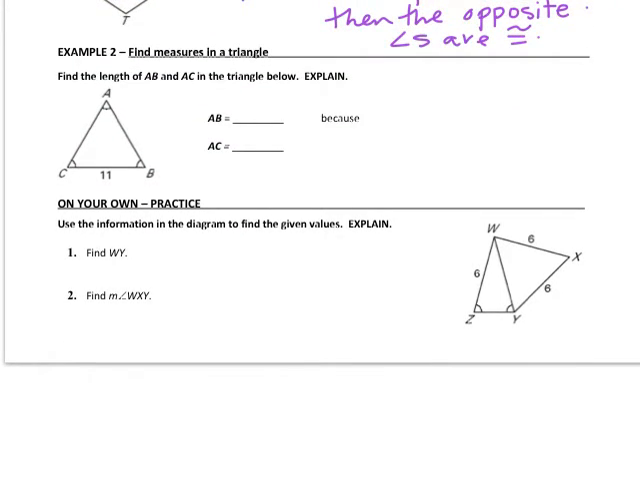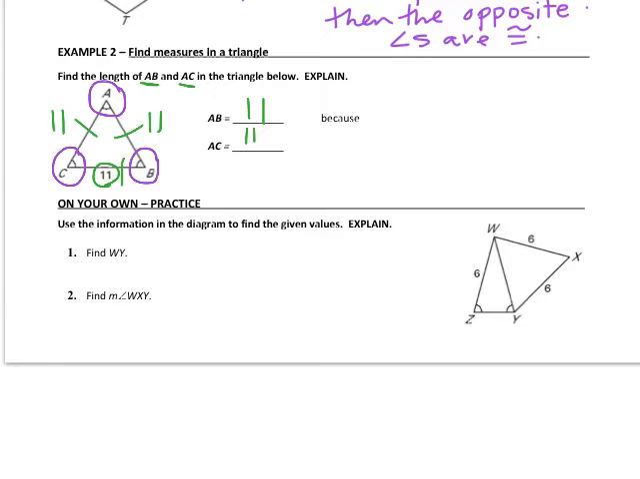So for example 2, it says to find the length of AB and the length of AC in the triangle below. The first thing I'd like you to notice is that all of the angles, angle A, angle B, and angle C, are congruent. So because they are congruent, all of the sides are also congruent. Remember, we read that. So if this side is 11, then this side is 11, and this side is 11.